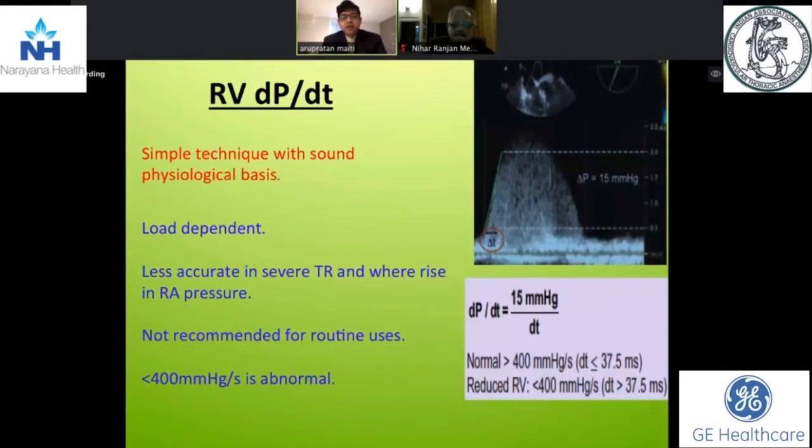RV dP/dt is a simple technique with sound physiological basis, but it is load dependent, less accurate in severe TR, and not recommended for routine use. Anything less than 400 millimeter mercury per second is abnormal. So dP/dt, if you see this formula, 15 millimeter mercury, if you take 0.5 to 2, but if you take from 1 to 2, then it comes to 12.